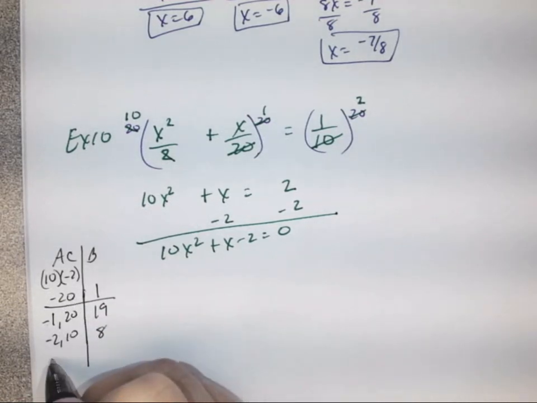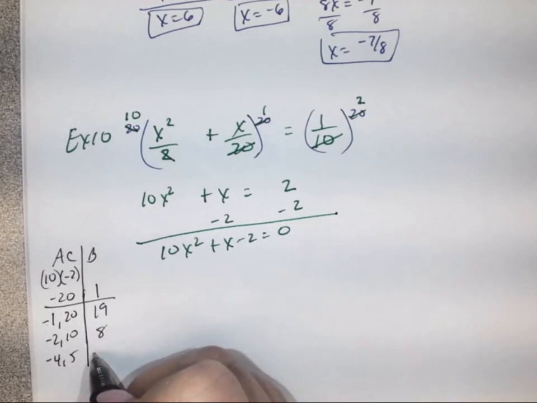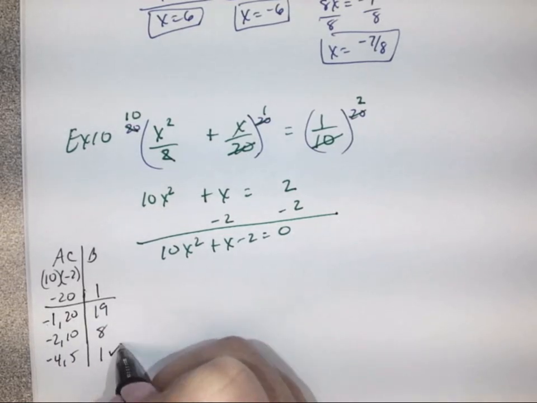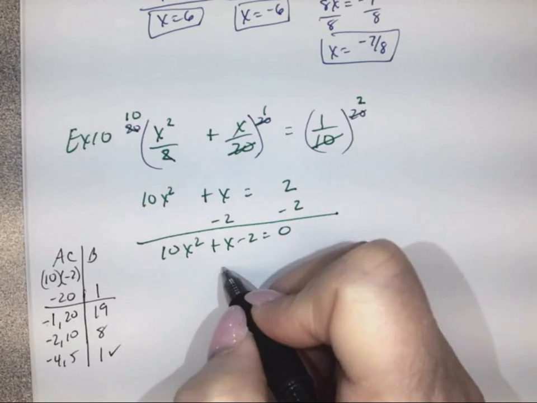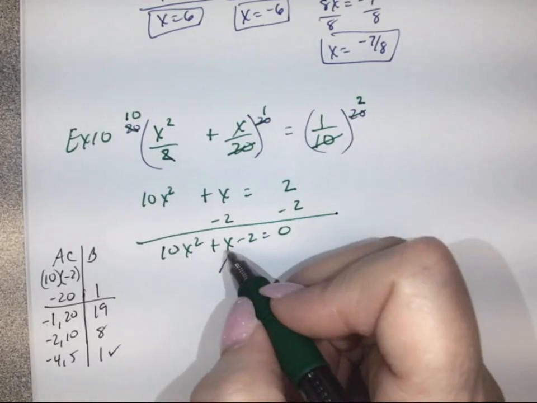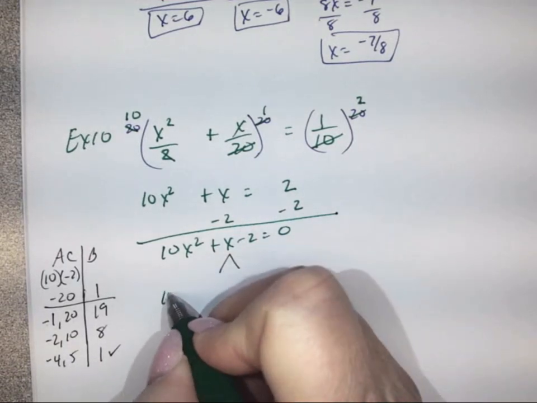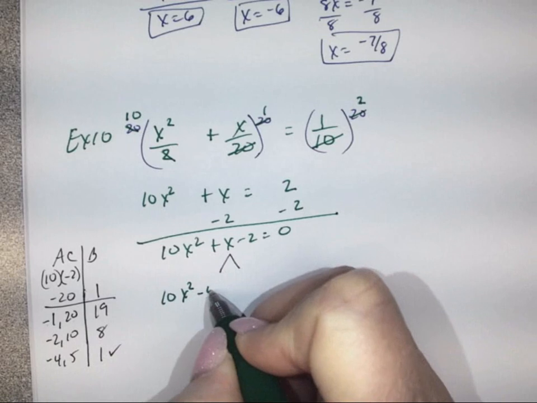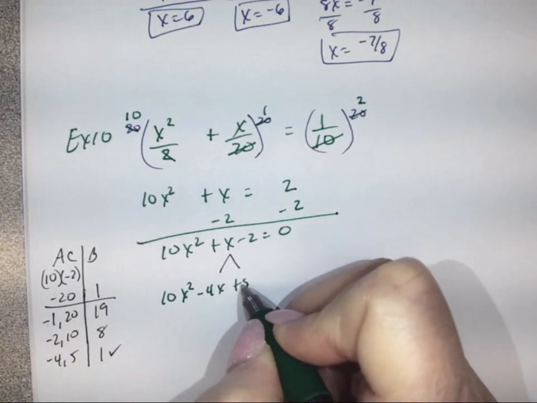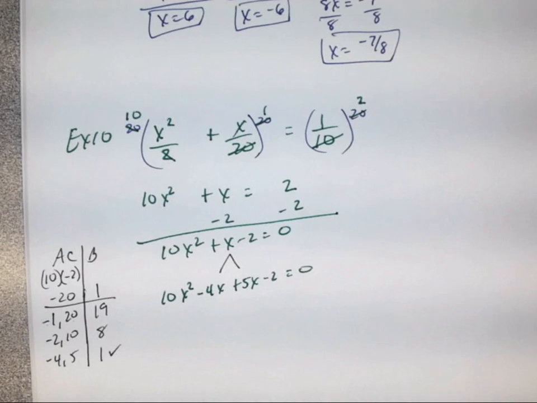3 does not go in there, 4 does. Negative 4 times 5 is negative 20. When I add them, I get 1, which is the number I'm looking for. So I will come up here and rewrite my 1x as negative 4x and 5x. So 10x squared minus 4x plus 5x minus 2 is equal to 0.